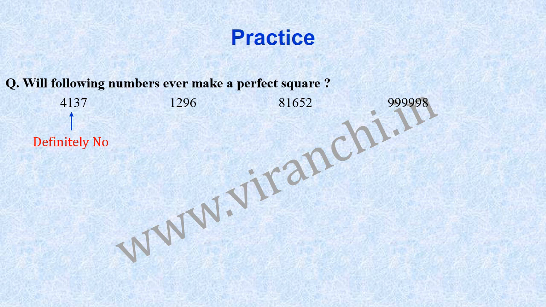Let's take another one, 1296. Can it be a perfect square? The number ends with 6 at the units place. So it may be a square of a natural number ending with 4 or 6. I'm still not sure if this is a perfect square, because not all numbers that end with 6 are perfect squares. A simple example is 26. It ends with 6 but is still not a perfect square. So I will say it may or may not be a perfect square.